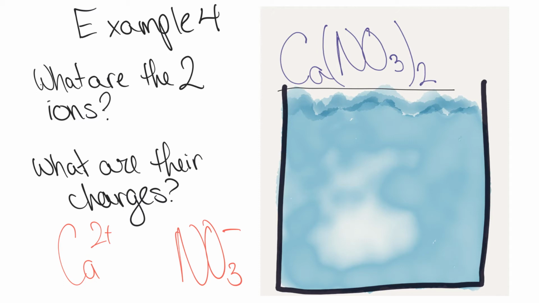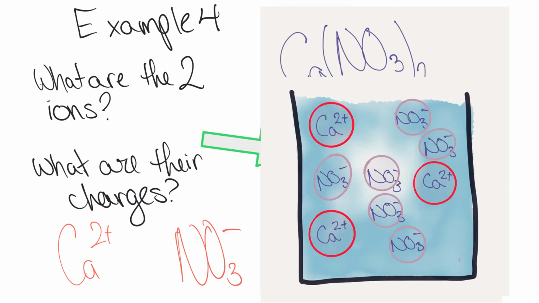Now you should draw them in on your notes. Decide how many calciums and how many nitrates you need to represent in this solution. Hopefully you remembered that 2 subscript and you have drawn in for every 1 calcium 2 nitrate ions. Also remembering that the N and the O and the 3 stay together. I don't need to draw them separately.